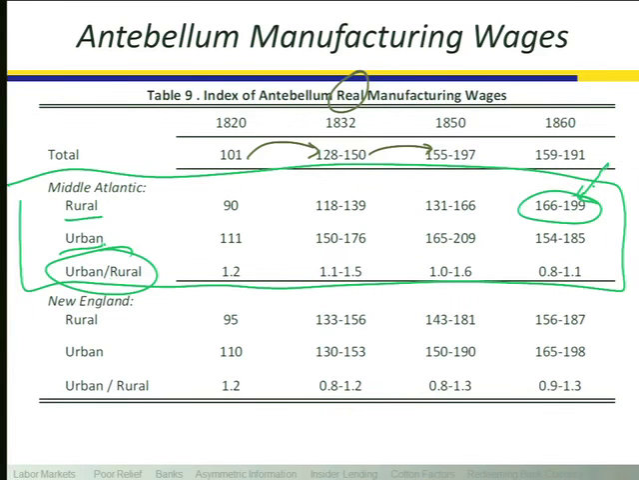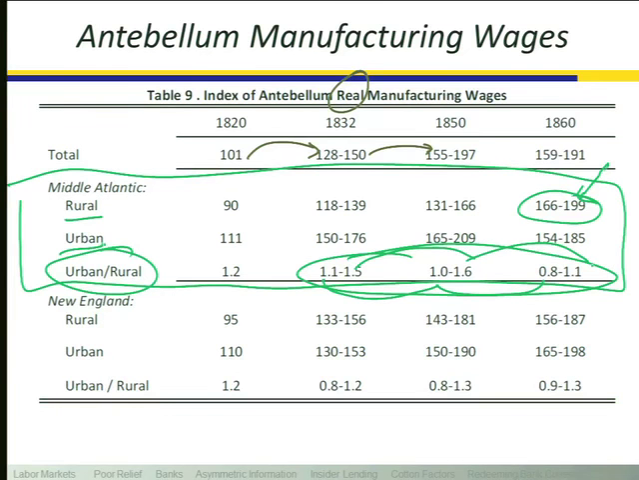Okay. So explaining this urban to rural ratio and why in particular this urban to rural ratio here in the Mid-Atlantic region is declining slightly over time. So you can look at the first number. It goes from 1.1 to 1.0 to 0.8. You can look at the last number from 1.5 to 1.6 to 1.1. Generally, we've got this downward trend, so that the premium for being a worker in the city is decreasing over time.